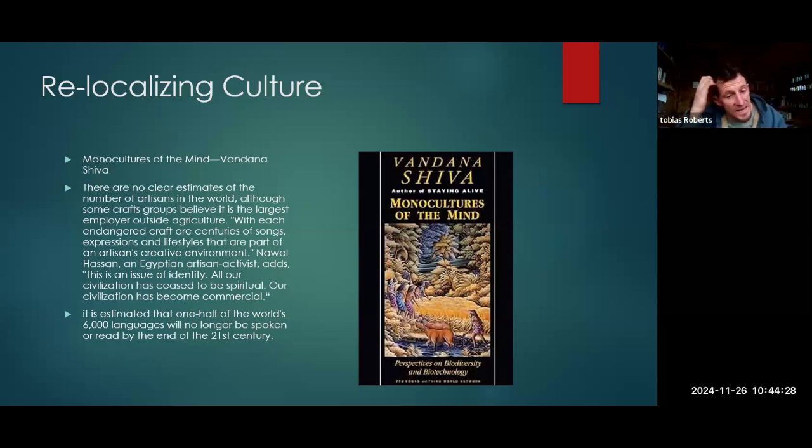Just one aspect of that I think is very dangerous and worrisome is the idea that by the end of this century, about half of the world's 6,000 languages will become extinct, right? I mean, language is obviously one of the most important cultural aspects. It's what forms our epistemological understanding, and we're losing half of that.